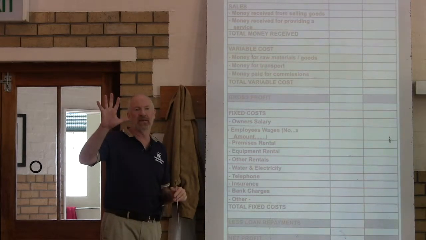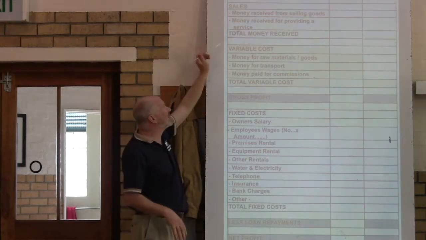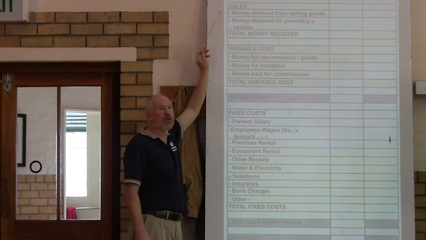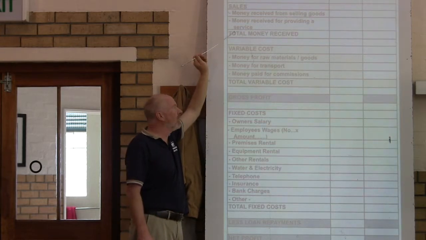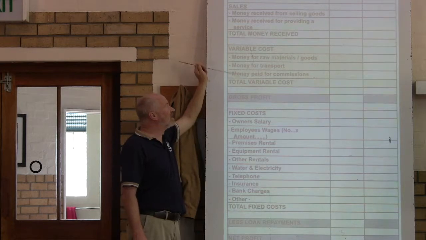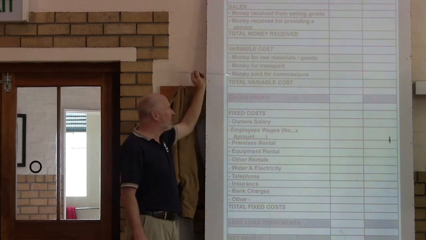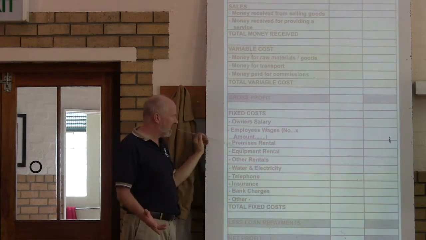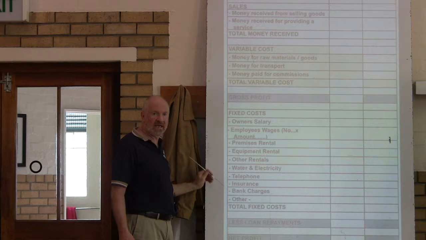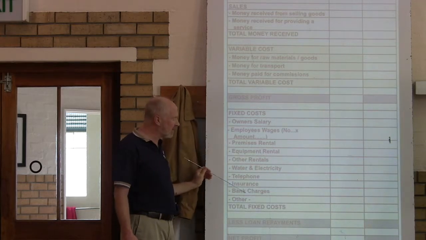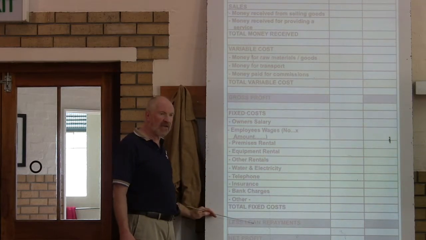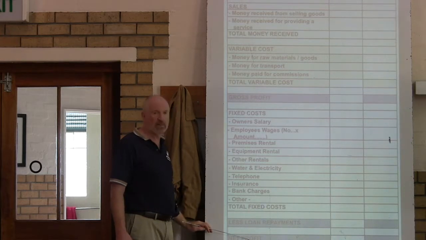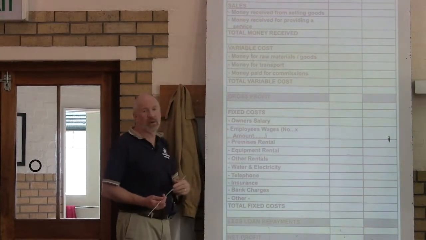Okay, 5 groupings. Grouping number 1 is the sales, the money that you brought into your business. Grouping number 2 is the variable costs. Grouping number 3, or part number 3, is your gross profit. Number 4 are itemized, all of your fixed cost expenses. Then number 5 is how much you're paying out for loans and your net profit. Okay, so let's now go into it a little bit more in depth.